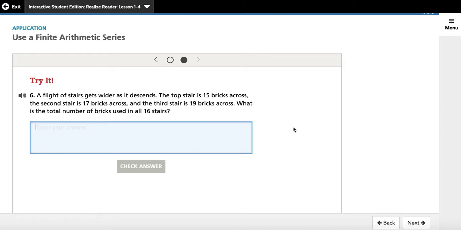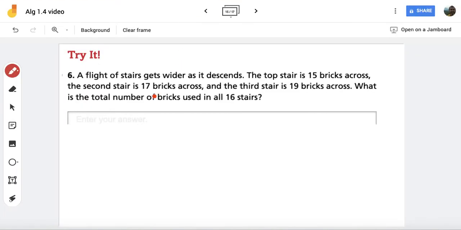Okay, so we want to think about what we know and what we don't know and how we can get to an answer based on that. So I'm going to give it a shot. Go ahead and click pause and give it a shot. Come on back.